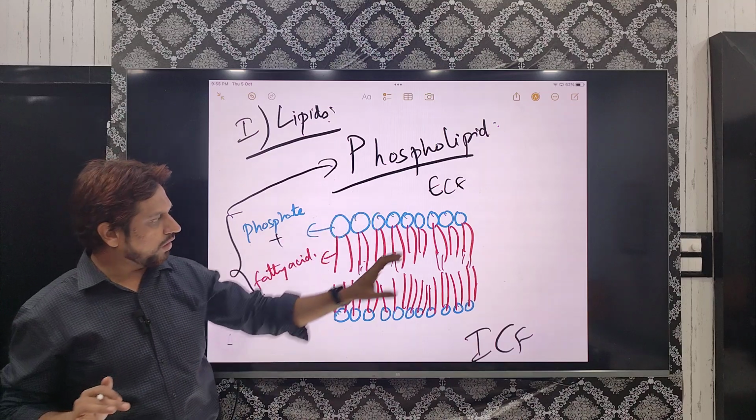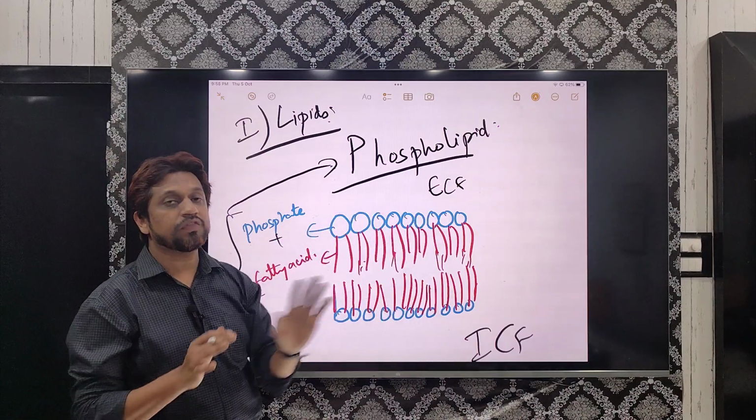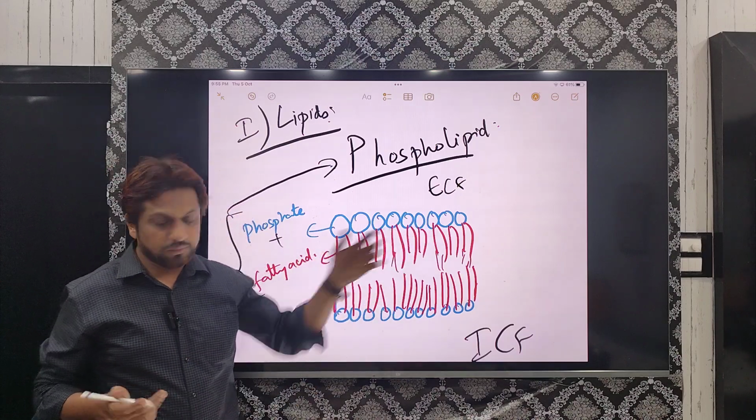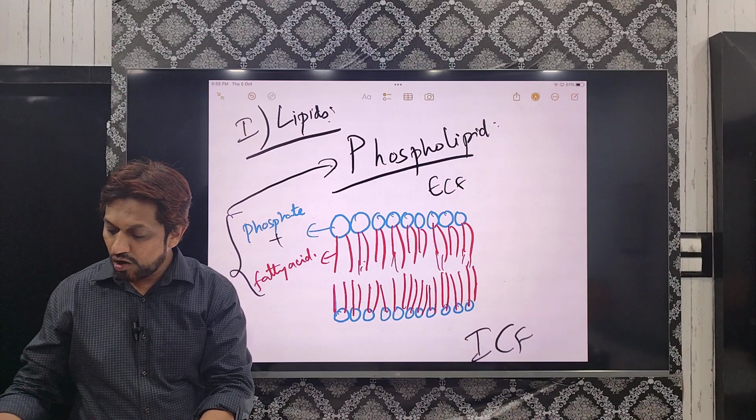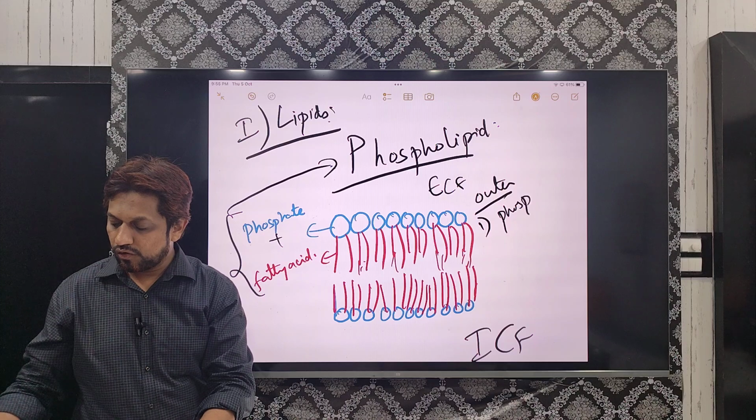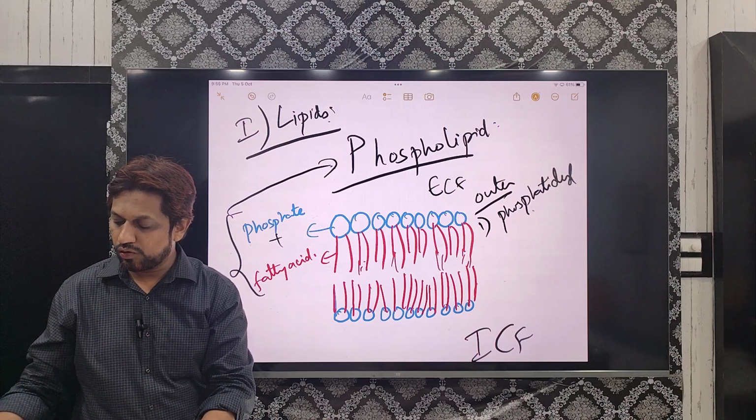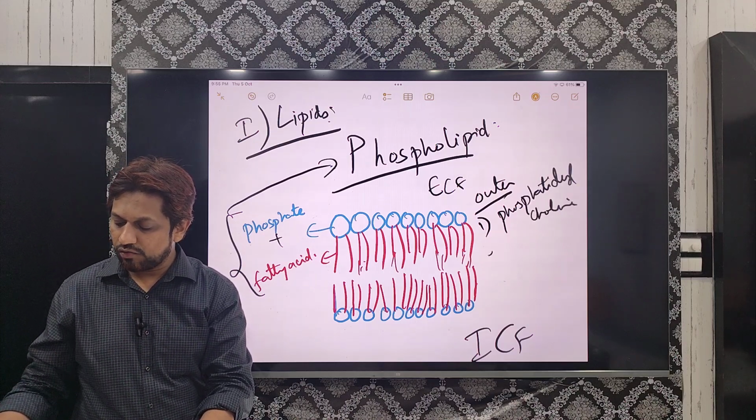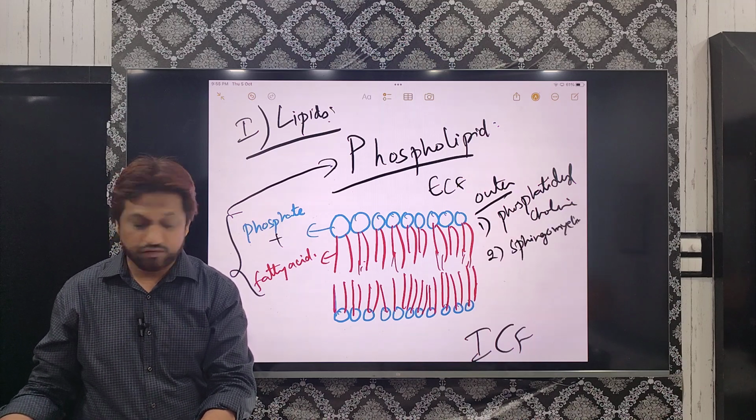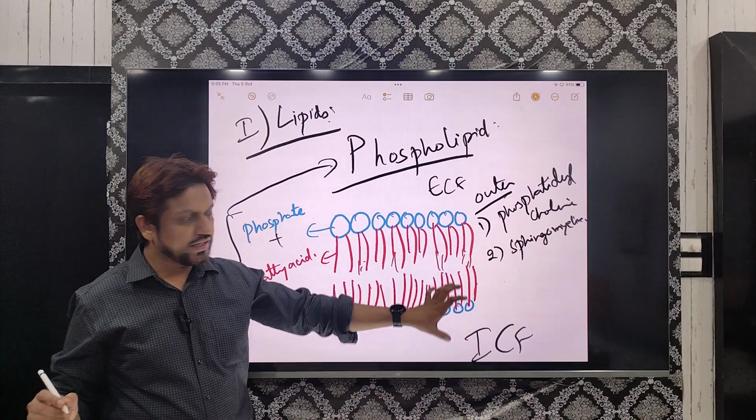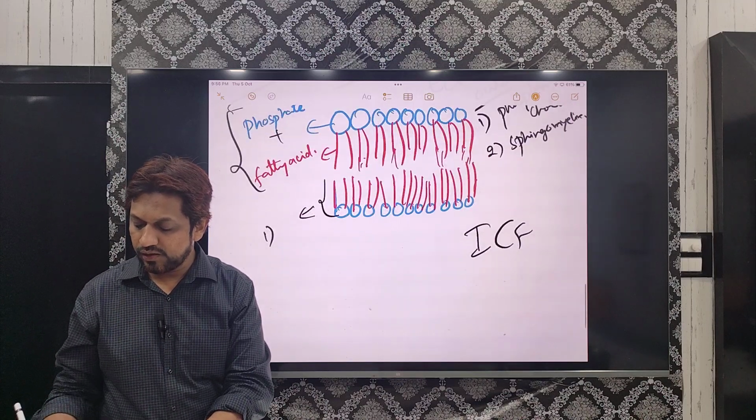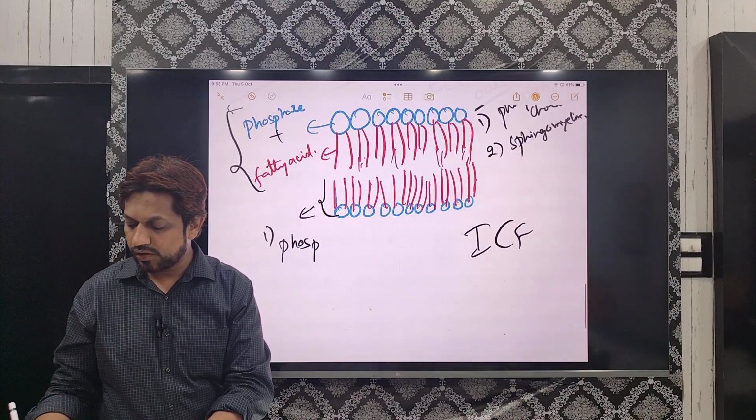So the phospholipids of the outer and inner membrane layers are different. There is asymmetry, they are not exactly symmetrical. The most common phospholipid present in the outer layer is phosphatidylcholine, and one more is sphingomyelin. That is the composition.